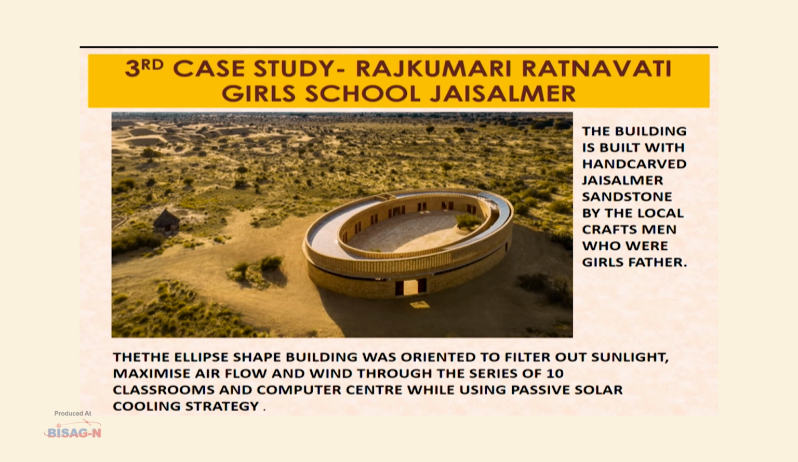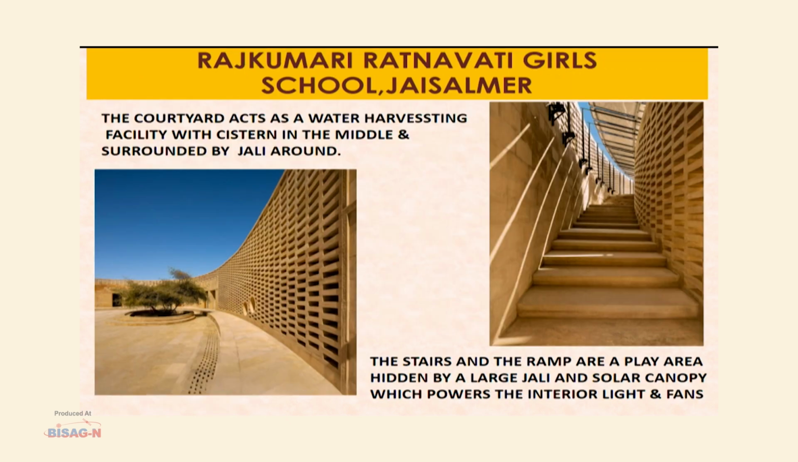It also uses passive solar cooling strategy to light the classrooms and the computer center in the building. If you see, it has a central courtyard which acts as a water harvesting facility with a cistern in the middle and surrounded by jali all around. And we also see the existing native trees being preserved. Here the stairs and the ramp are a play area which is hidden by a large jali and solar panels which form a canopy which powers the interior of the building.